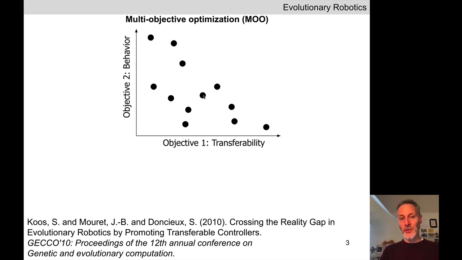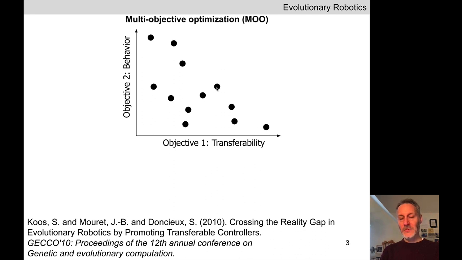This one is both more transferable, is better in terms of objective 1, and it's better at objective 2 than this one. So this controller dominates this one. This one is also dominated. We would delete this one. You can probably see where this is going. This one is dominated by this one. So we delete this one.